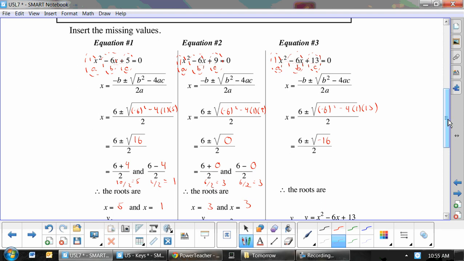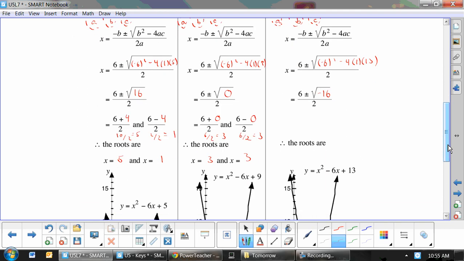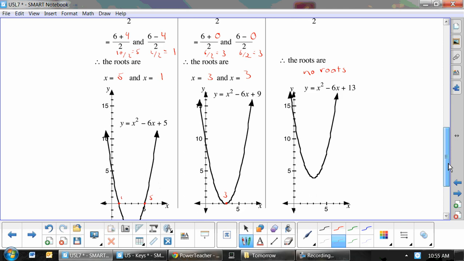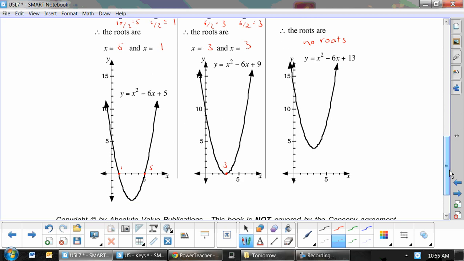So what does this tell us right here? It's impossible, right? So there's no solution using the quadratic formula. So we say no roots. And if we were to graph it, our graph would look like this. We can see that there are no roots because it doesn't touch the x-axis at all.